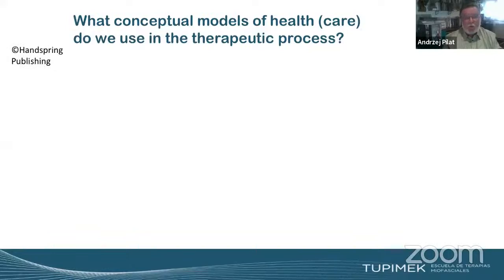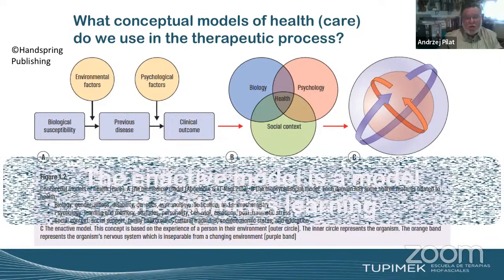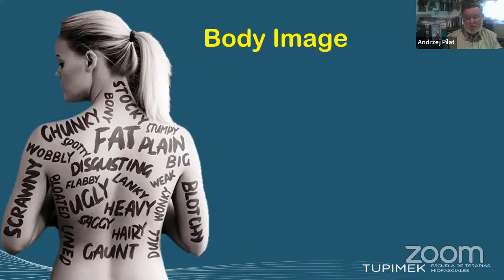So, what conceptual models of healthcare do we use in the therapeutic process? This is one of the pictures from the new book, and we are looking here at the biological model, as this is the first one. Of course, today very popular is the second one, the biopsychosocial model. And I think that we need to look at the third one, the enactive model. This concept is based on the experience of a person in the environment. This is the outer circle of this model. The inner circle represents the organism, and the orange band represents the organism's nervous system, which is inseparable from the changing environment. This is the purple band. So we are looking at the enactive model. This is the model of continuous learning. I think that the treatment for the patient and for the practitioner also is continuous learning. So the body image, I'm looking for the body image.